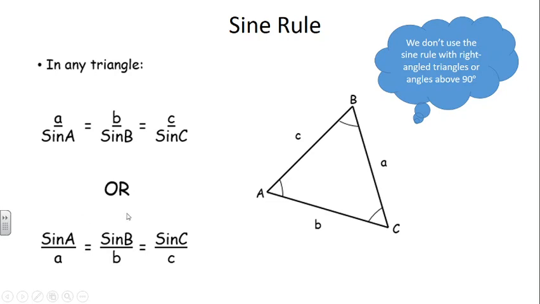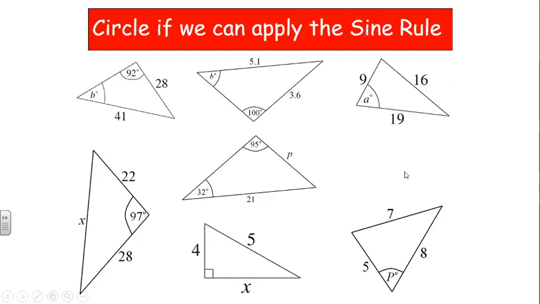We only need to use two parts of the formula, which means when we're applying the sine rule, we're looking for situations where we have two pairs. When I mean a pair, we've got an angle with the opposite length and another angle with the other opposite length. I'd like you to look at these triangles and decide in which situations we can apply the sine rule.